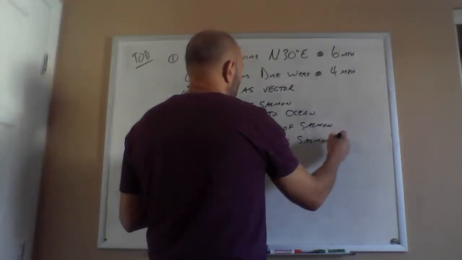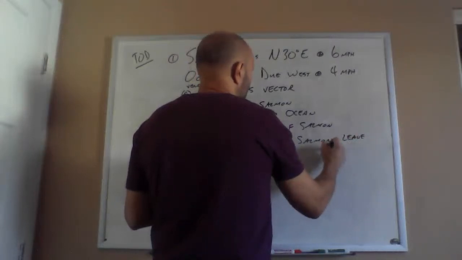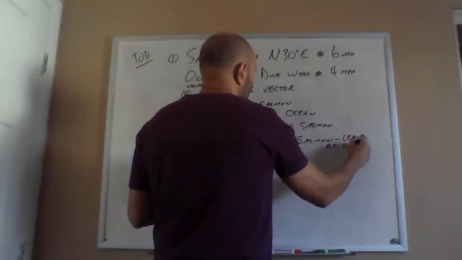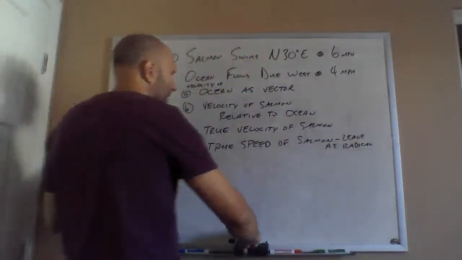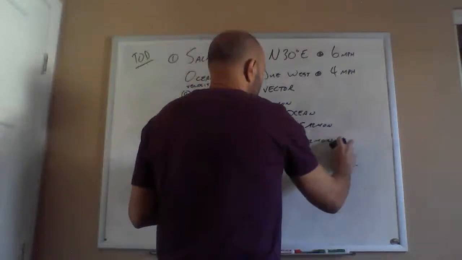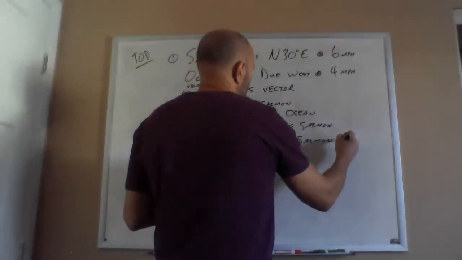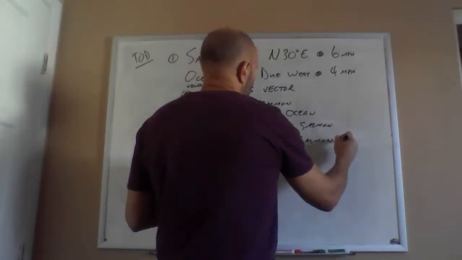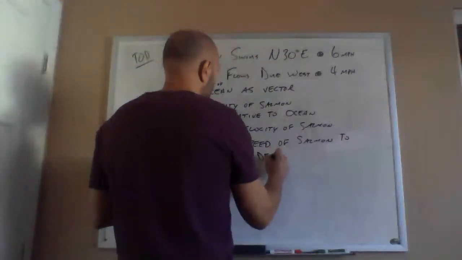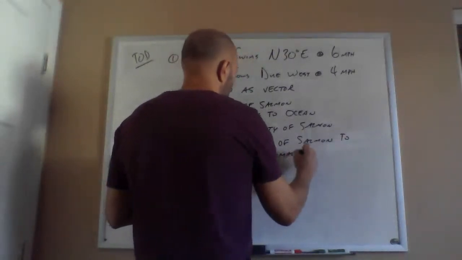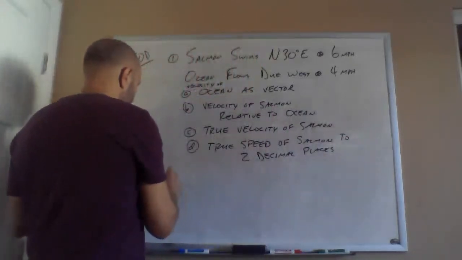And you can leave this as a radical. So you're going to get a radical answer there. Just leave it as a radical. You don't have to use your calculator. Well, you know what? Since we're going to be doing that on the test, let's get you used to that. So true speed of the salmon to 2 decimal places. Since you're going to be using a calculator on the test, we should do that here.